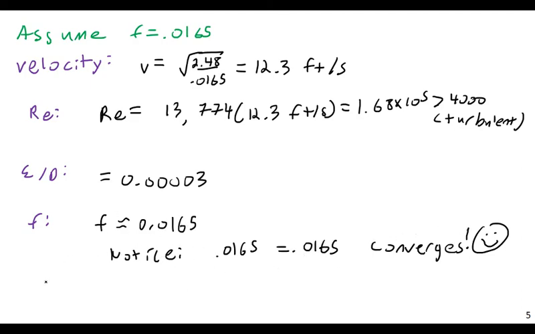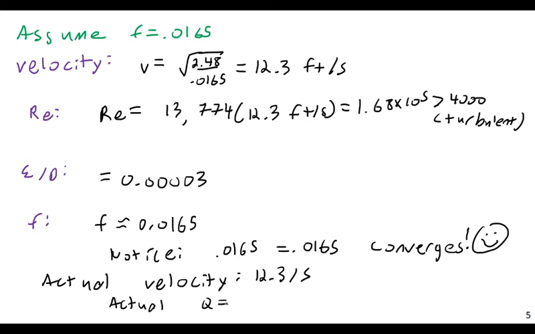Anyway, this means that the actual velocity will be 12.3 feet per second, and the actual Q, if we wanted these, would just be V times A, which would be 0.269 cubic feet per second. So we can have our velocity and our Q here. All right, and that's a basic introduction to solving for these by iteration. And I do have another example I'd like to work through using iteration here. Okay?